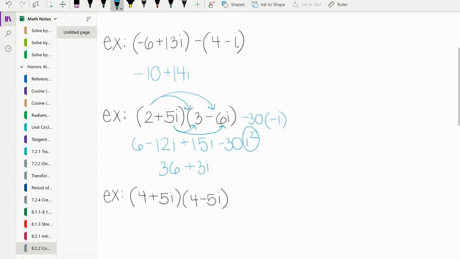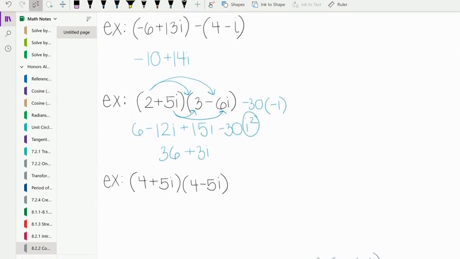So we have another multiplication problem. We have 4 plus 5i and 4 minus 5i. So we're going to go ahead and, again, do the same process. So 4 times 4 is 16. 4 times -5i is -20i. 5i times 4 is 20i. And then we have 5i times -5i, which would be -25i squared.